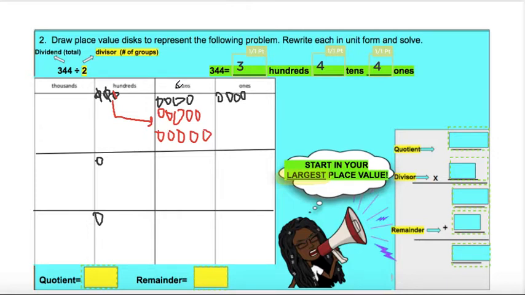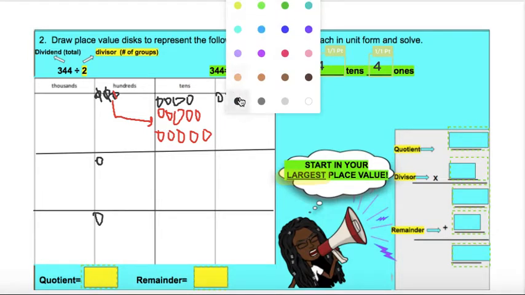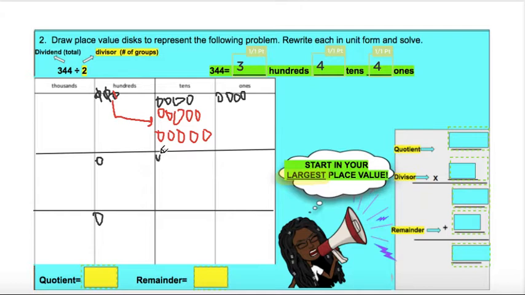And now all together, I have 10 discs plus the 4 discs I already had. So 10 plus 4 is 14. I now have 14 discs all together. Let's go ahead and distribute our discs. We know how to do this part.